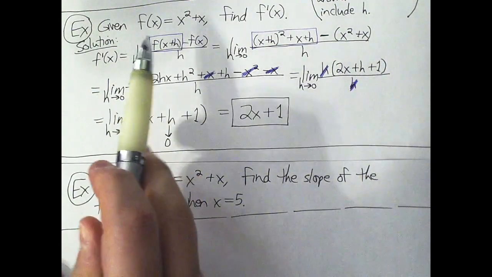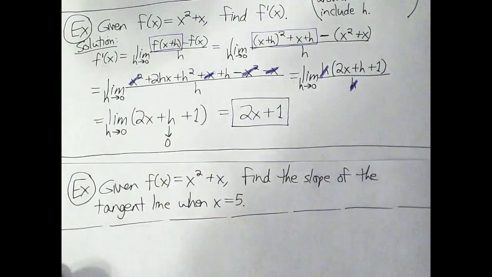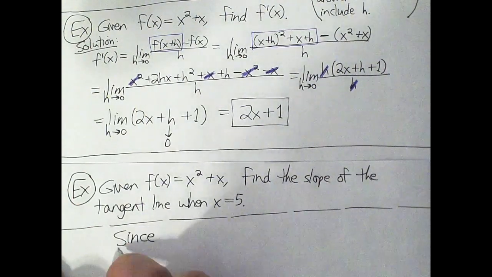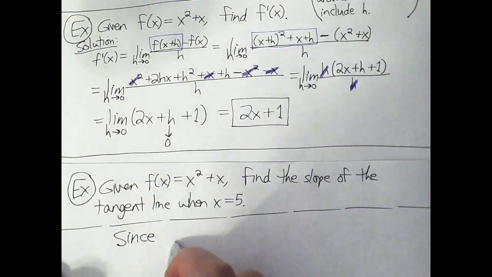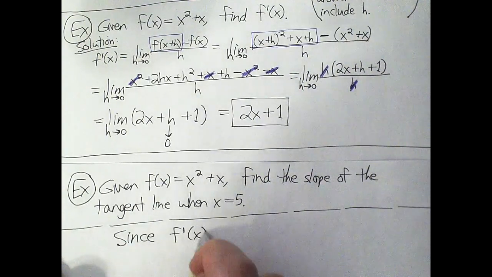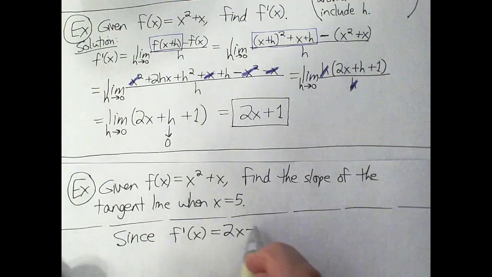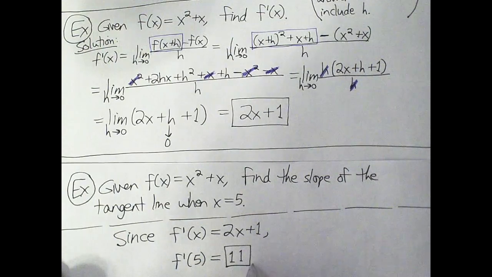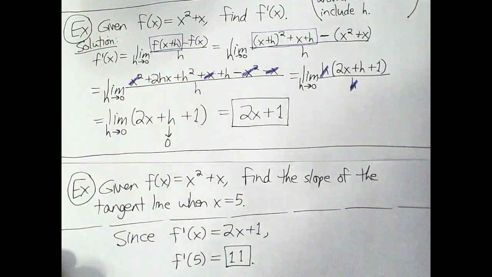Now, we found f prime of x was 2x plus 1. So I want to show you that this actually works as kind of a shortcut for answering this type of question. Since f prime of x is 2x plus 1, that means that f prime of 5 is 11. Done. I put 5 into 2x plus 1.